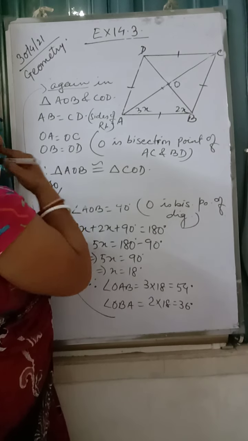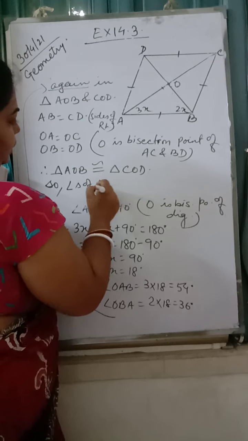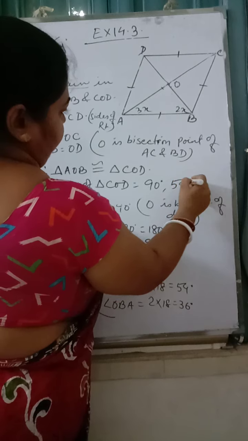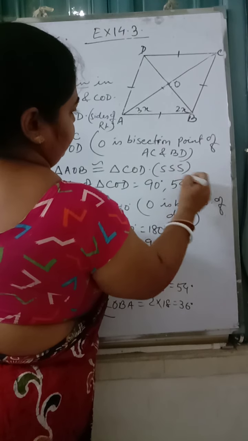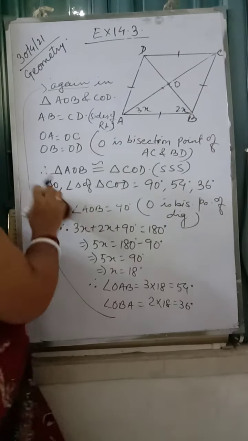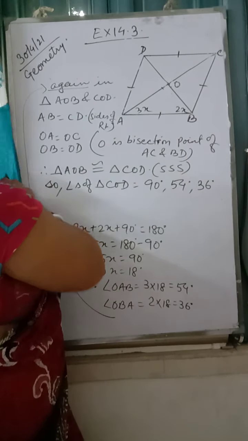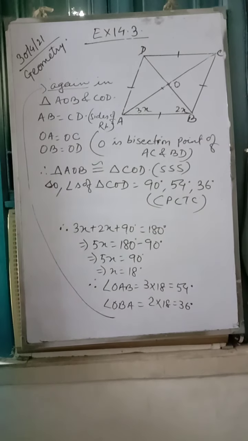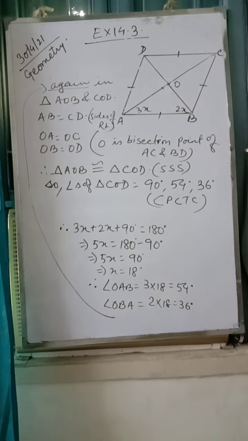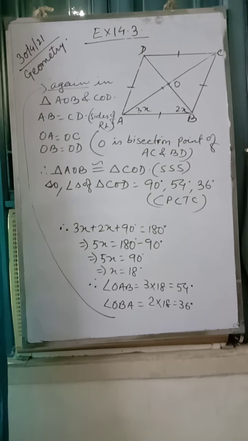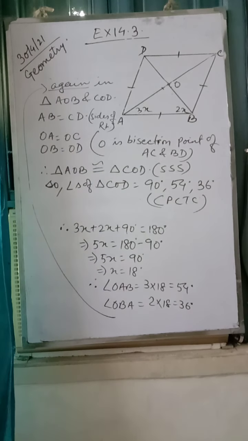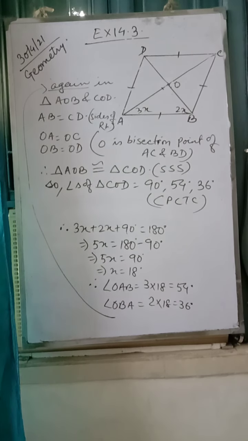So angles of triangle COD are 90 degree, 54 degree and 36 degree, by SSS and CPCTC, corresponding parts of congruent triangles are congruent. So angles of triangle COD also will be the same, 90, 54 and 36. We prove the triangles congruent, then whichever angles we had for triangle AOB, the same angles would be for triangle COD.